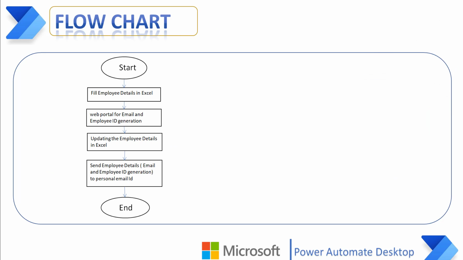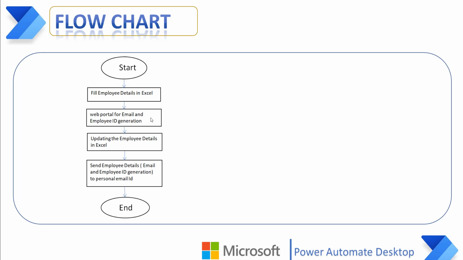All right. Now I will show you the flow chart of how the HR team will work for the new employee onboarding. There you can see the HR team has to fill the employee details in Excel for those who are going to join on the particular day. Once it has been filled in the Excel sheet, they will go to the web portal for the email and employee ID generation. Once the employee ID and email ID have been generated, they are going to update the employee details in the Excel once again.